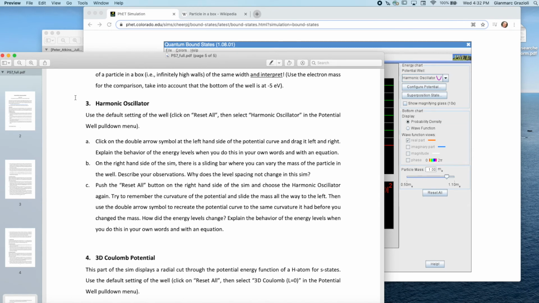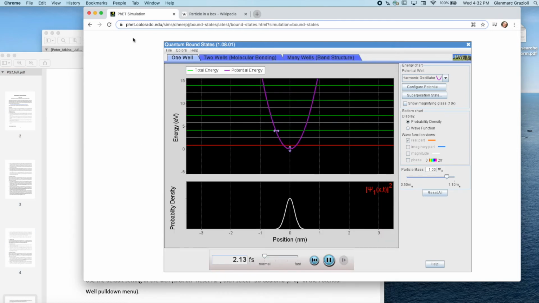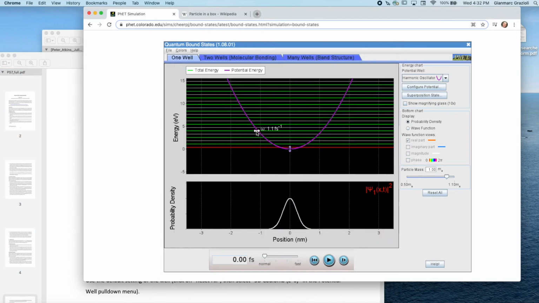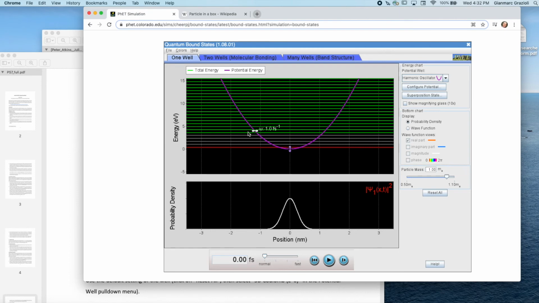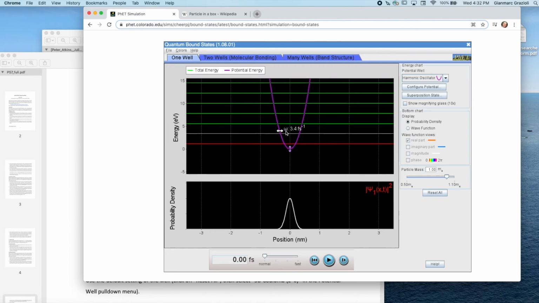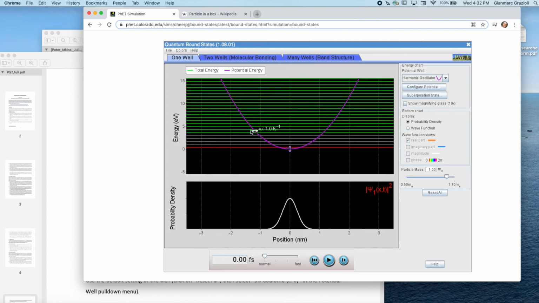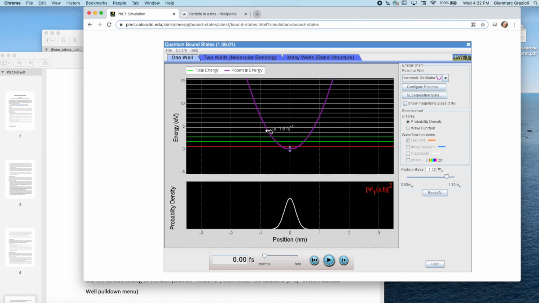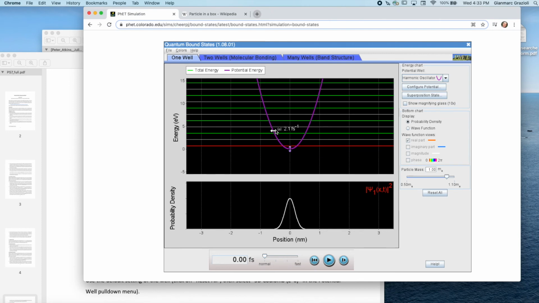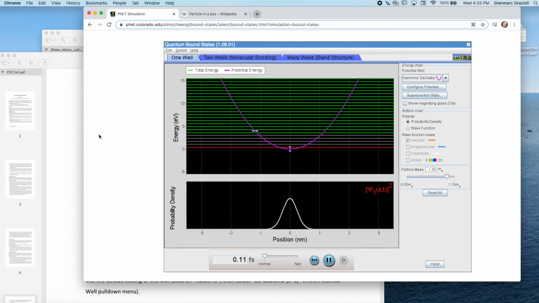Let's see here. Explain the behavior of the energy levels. Okay, so I told you what the spring is doing. This is our spring coefficient. If you remember Hooke's law, 1/2 kx squared, this is k. That's what I'm playing with right now, k, the spring coefficient. But they're saying, okay, you know what a spring does, but what are the energy levels doing? That's what the question wants to know.